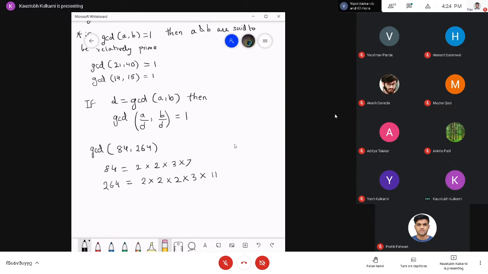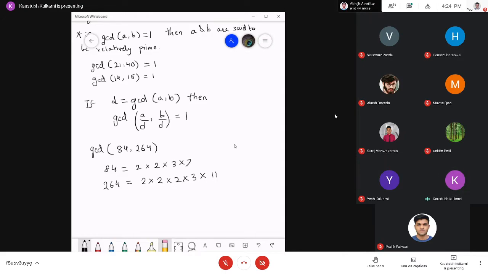Once you find this factorization, and how do you find it? You can keep on dividing by 2. These techniques you must have studied during your school days. You keep on dividing by 2, then when it's exhausted, you divide by 3. Some amount of brute force and trial and error is involved, and you get the prime factorization.